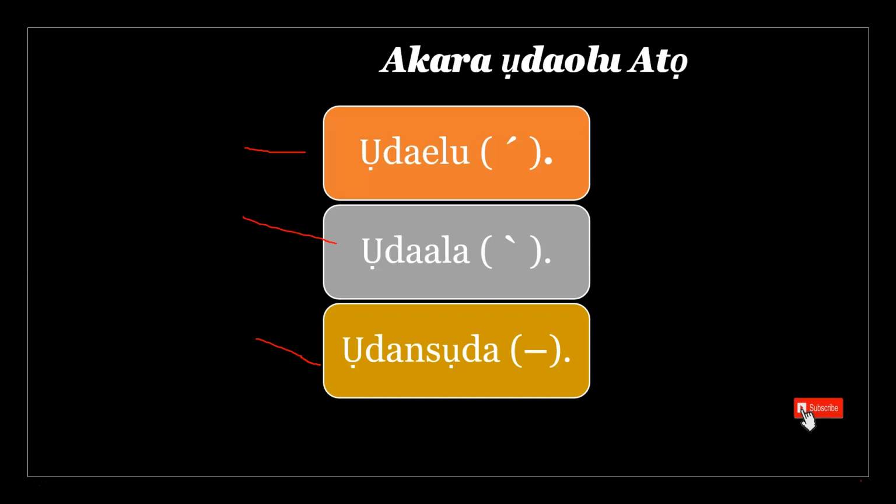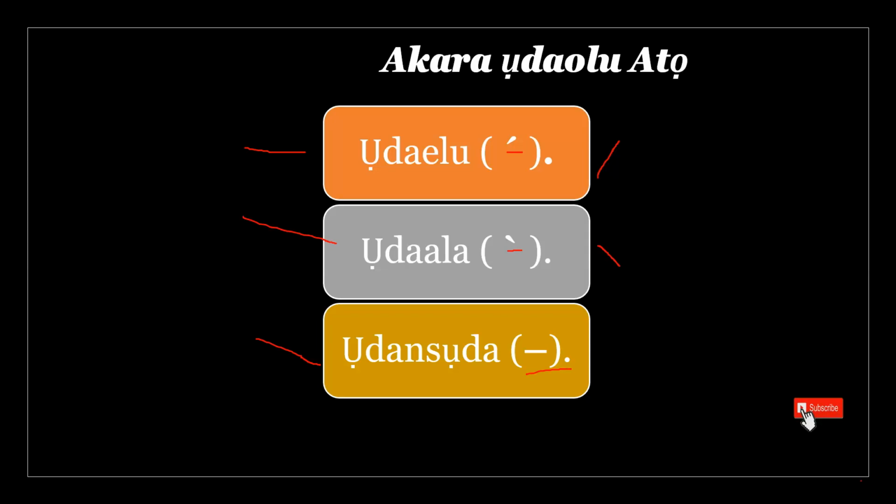Udelu is a high-pitched tone, usually with an acute accent slanting up from left to right. It's going up from left to right, as you can see right here. Okay? And Odala refers to vowels pronounced with a low-pitched tone, and it's usually marked from left to right, downward stroke, just like here. And Udasuda refers to vowels pronounced with a mid-pitched tone, and it is usually marked with a horizontal mark called makra, just like here.